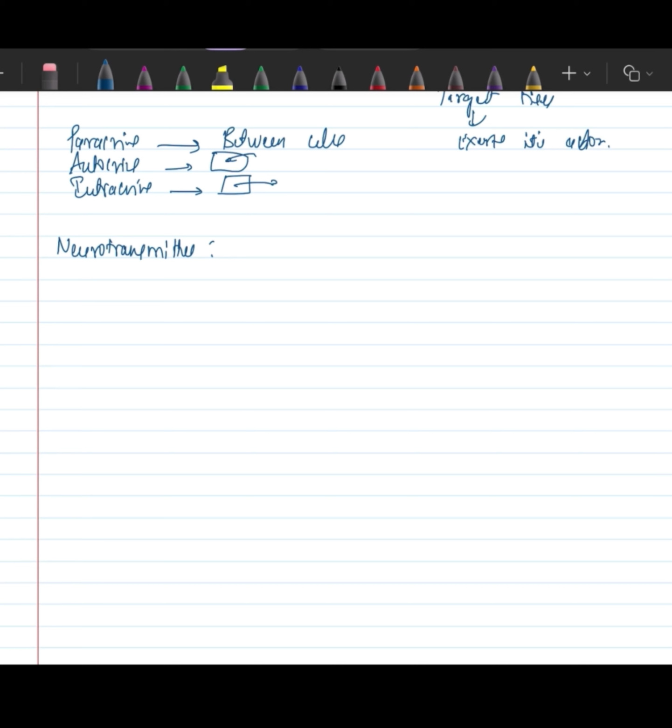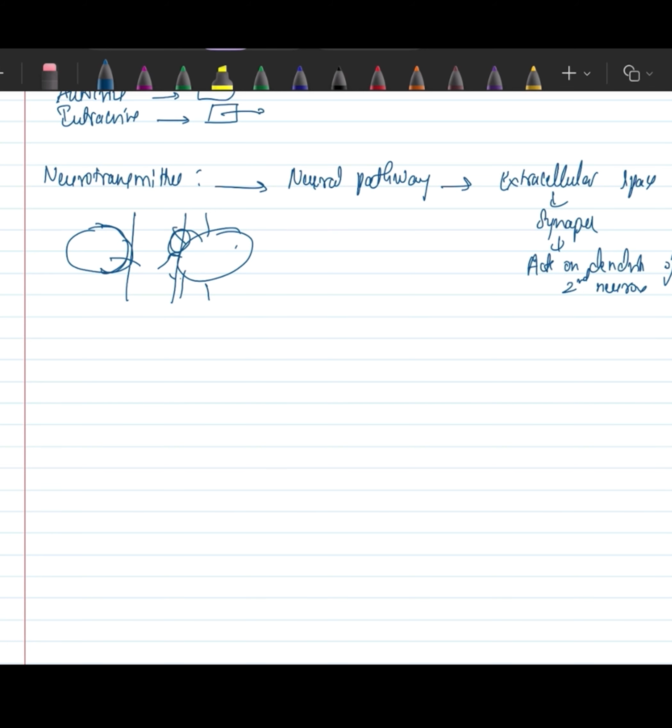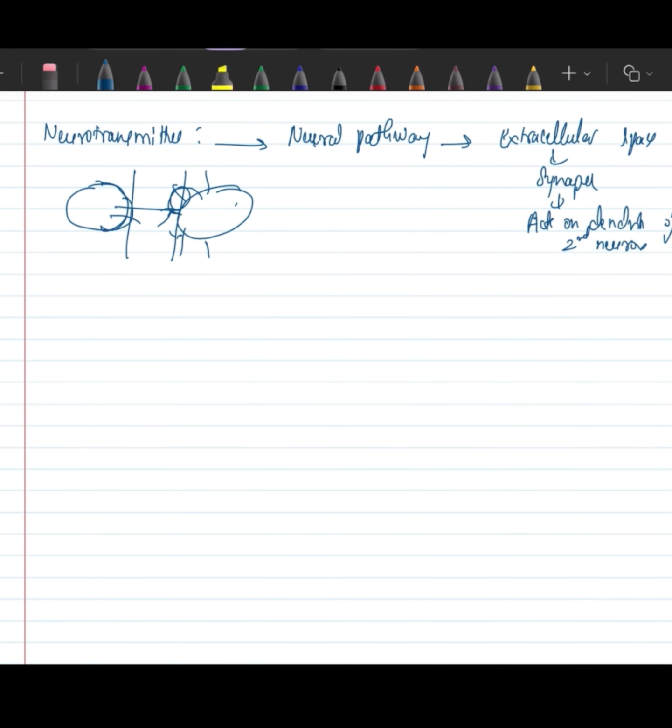Now we'll see what a neurotransmitter is. This is the substance that passes through the extracellular space through a neural pathway and acts at the synaptic junction. This extracellular space is called the synaptic junction, and later they bind to the dendrites of the second neuron, and their action will be on the dendrites of the second neuron. This is what I'm showing here. This is a dendrite of one cell. These are the neurotransmitters released from one cell, passing through the extracellular space, that is the synapse, and acting on these dendrites where the receptors are present, and they exhibit their actions in this cell.